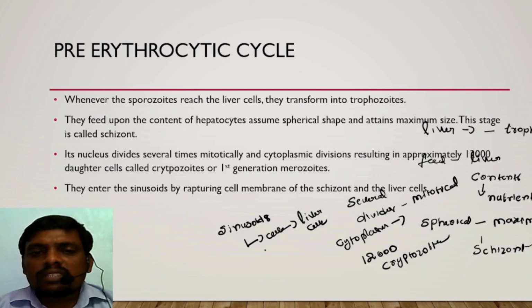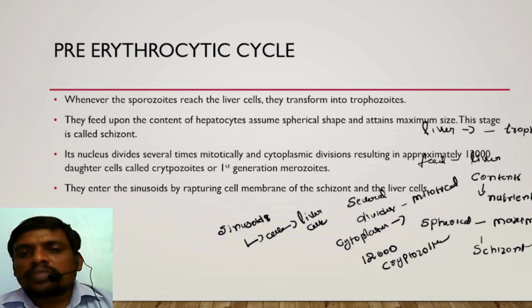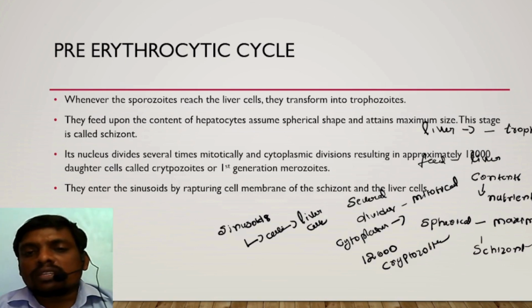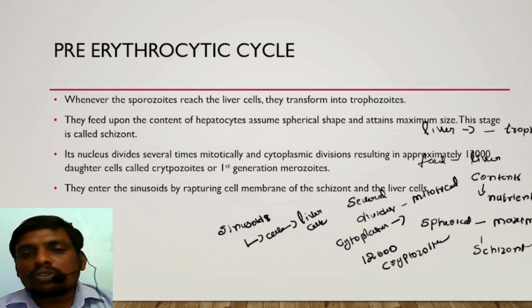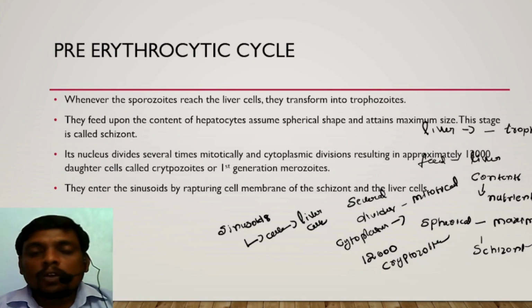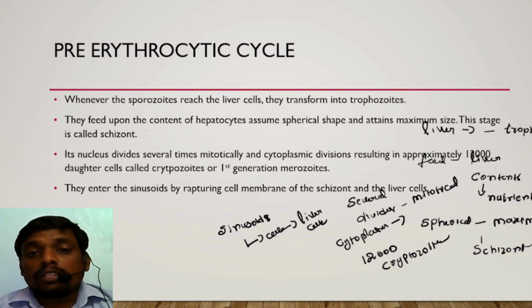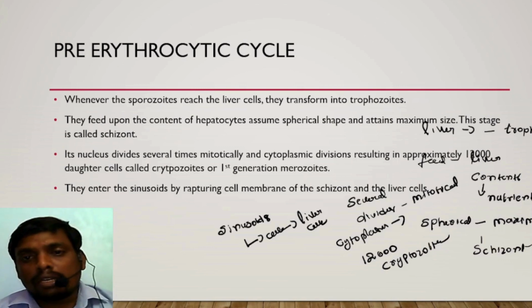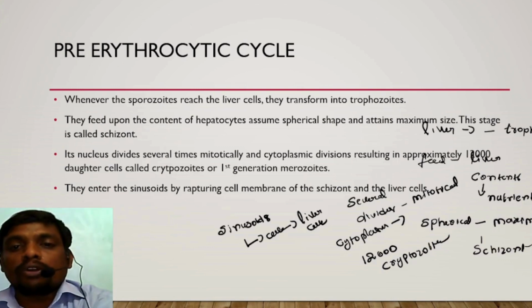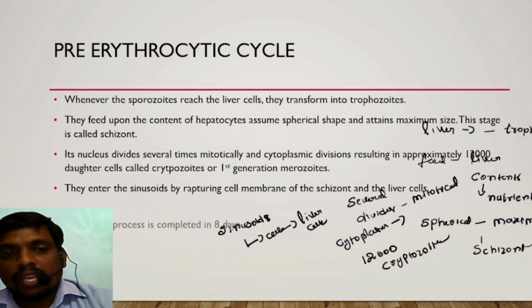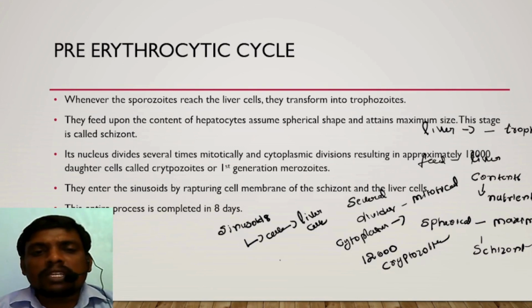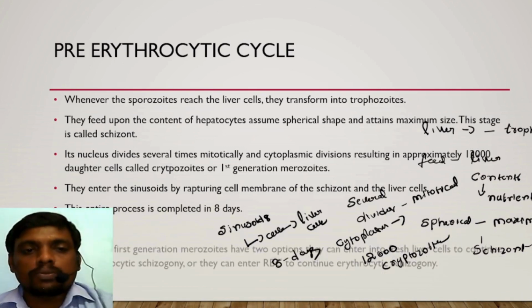In between the liver cells there are sinusoids. The sinusoids are covered on the outermost layer by a cell membrane. This cell membrane has to be ruptured, and after rupturing, they make a passage to enter into the liver cells. That is the meaning of that rupturing. Now this entire process is completed in approximately 8 days.